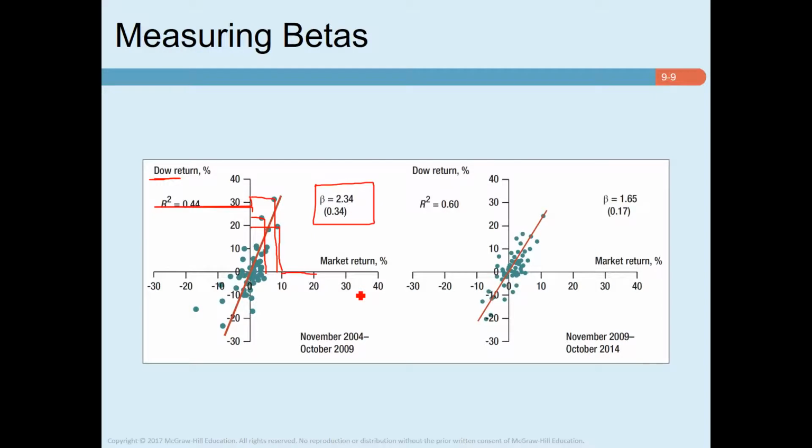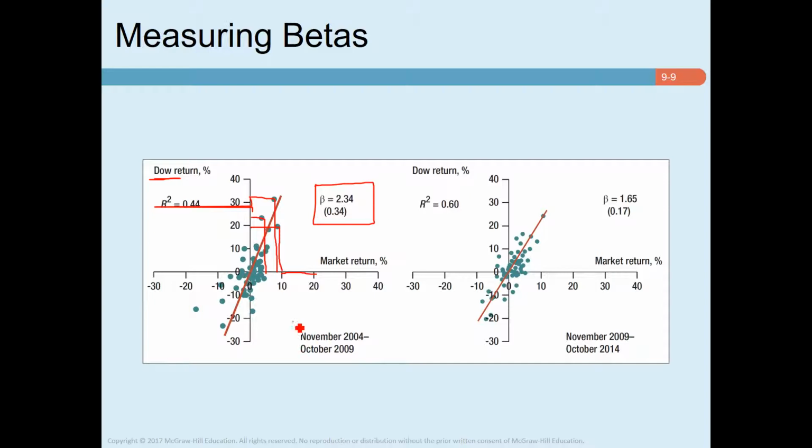In week 5, we learned that a beta greater than 1 indicates that the firm's riskiness is higher than the average risk of the portfolio, or average market risk. So you can see that this is riskier than the market portfolio.